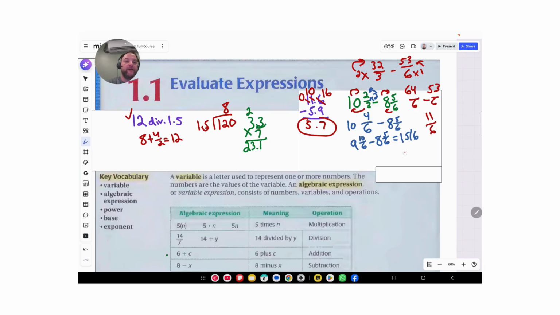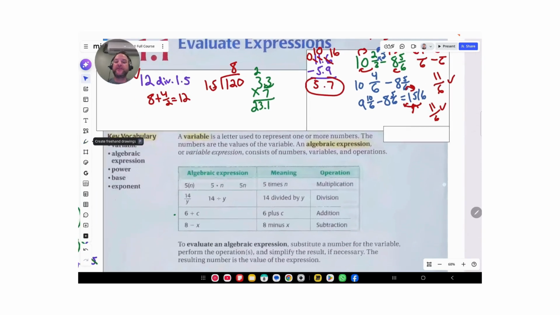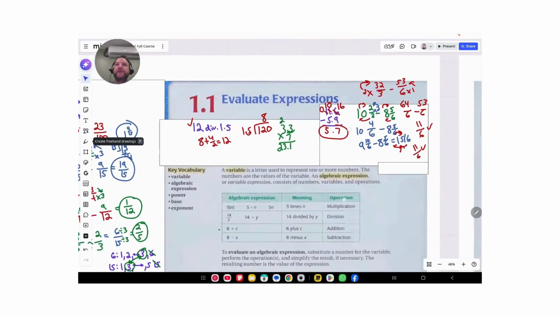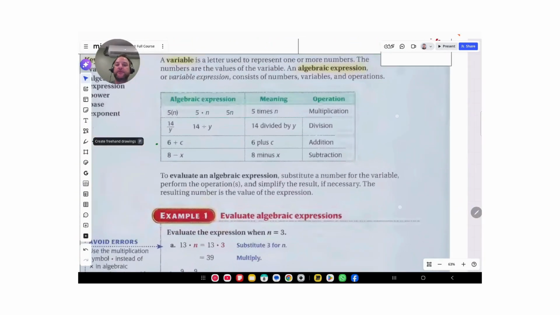Now let's go back and check. 1 and 5 sixths. 6 times 1 is 6, plus 5 is 11 over 6. It checks out. So either way. All right, now that we've had a chance to go over some warm-up problems, let's take a look at our lesson. So the question here is, how do we evaluate algebraic expressions and powers?